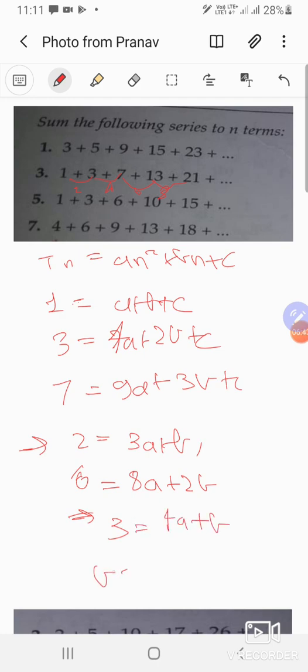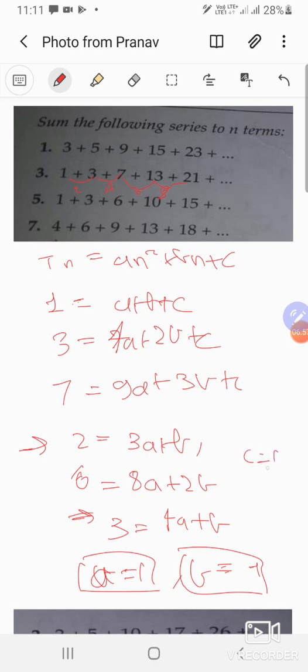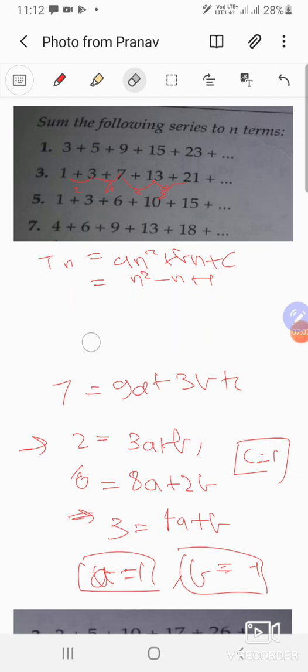So once again, a equals 1. That's nice. b equals minus 1, just like before. Okay, and what about c? So 1 minus 1 is 0, and then c equals 1. Fine, c equals 1 as well. So this Tn turns out to be n squared minus n plus 1. Alright, let's erase everything away.